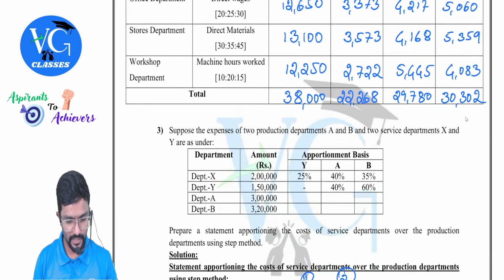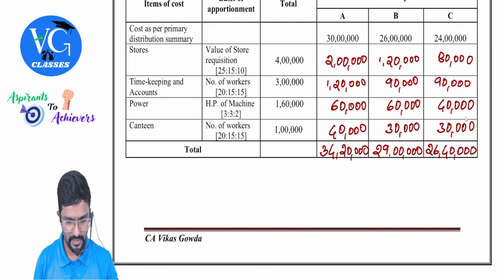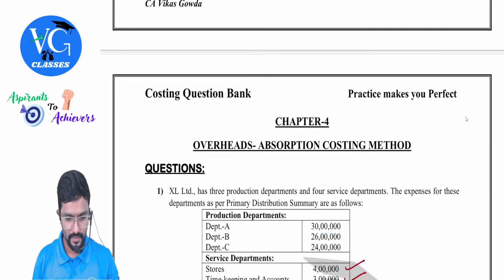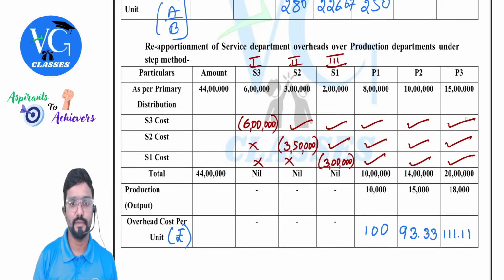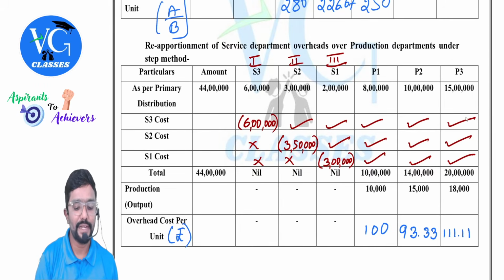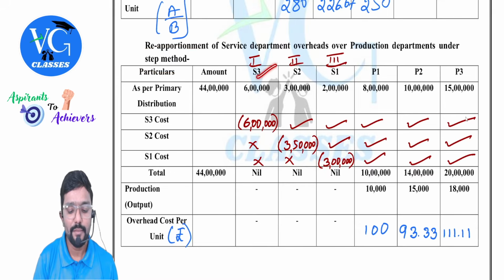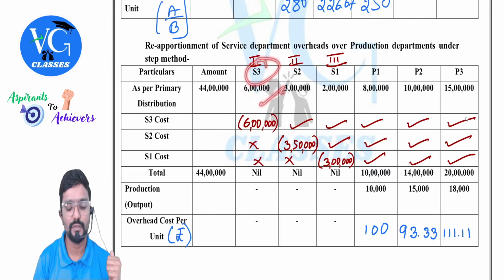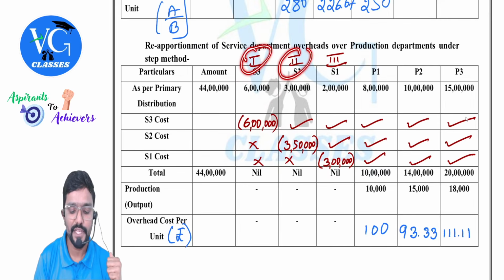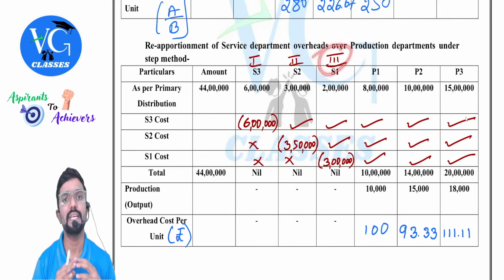For that also I have an example. Let's see that. This one. You can see we are doing the reapportionment under the step method. Guys, I am taking the same order as the ranking there. So for service department S3, the cost is highest, so I am giving rank 1. Then for S2 rank 2 and for S1 rank 3.